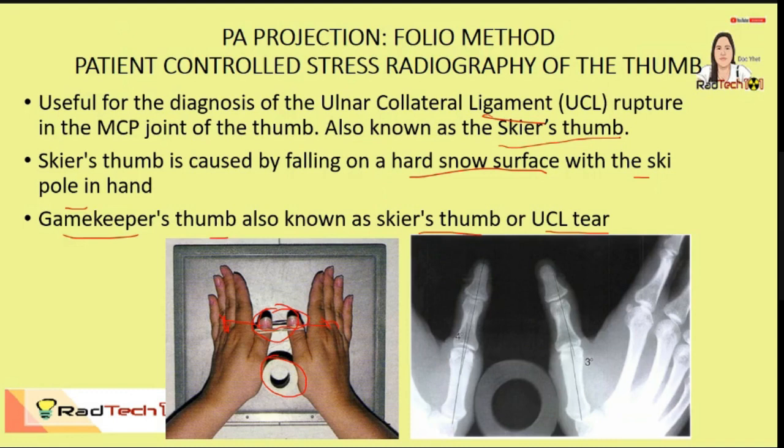So, yung central ray is, di ba kapag isa lang, yung central ray is dito. But since dalawa, so midway, dito sa gitna lang at the level pa rin ng MCP. Ito siya. So, sa level dito. So, yan yung Folio method or patient-controlled stress radiography of the thumb or PA projection.